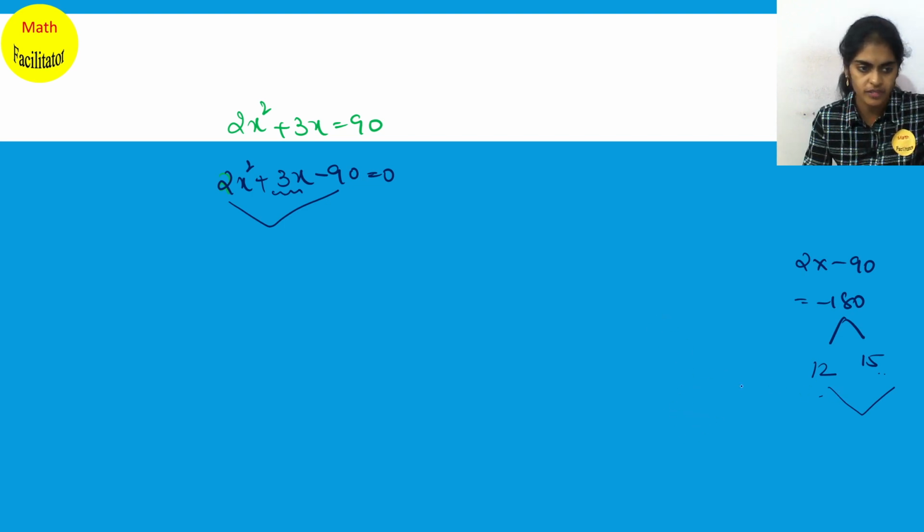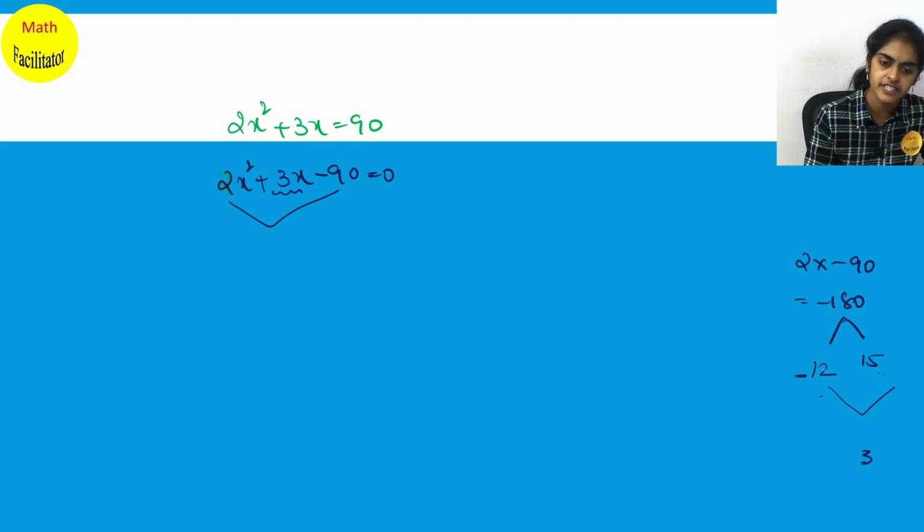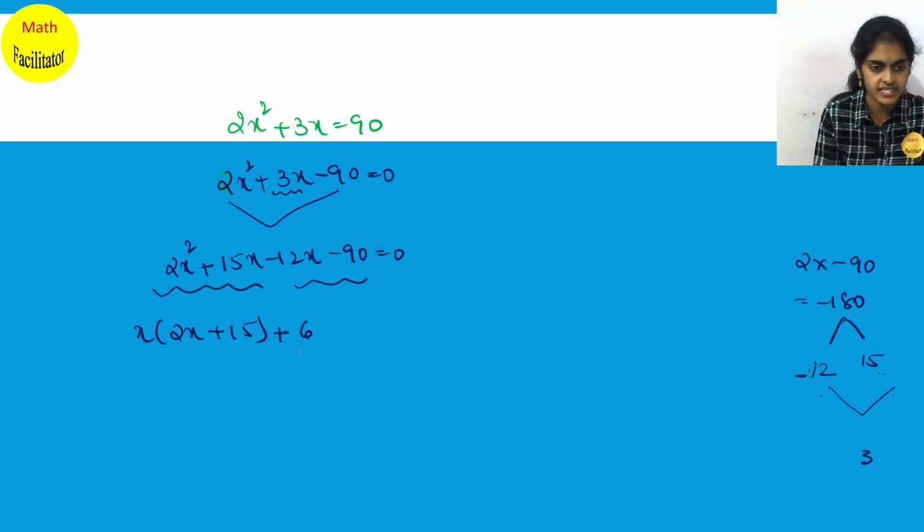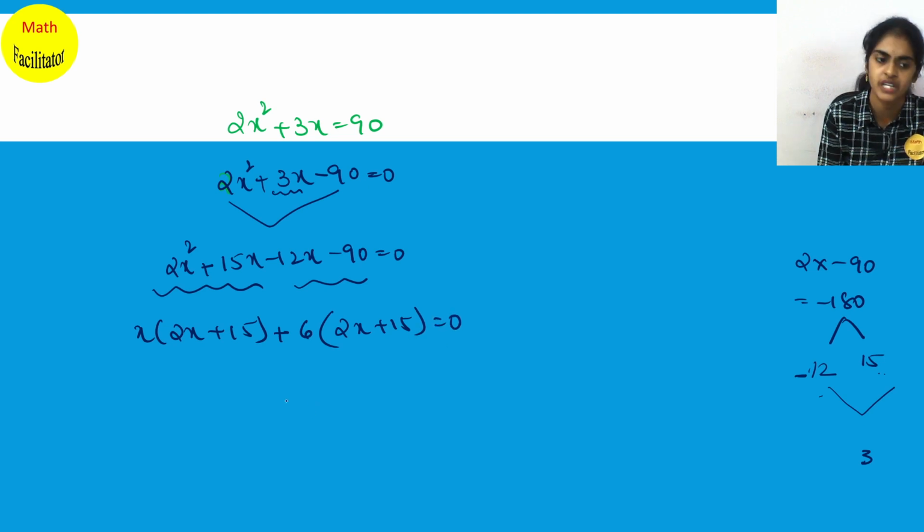So I'm just taking this combination and I want a positive middle term, so I'll assign a negative sign to the smaller number. So 15 minus 12 is plus 3 and 15 into minus 12 is minus 180. So this is 2x square plus 15x minus 12x minus 90 is 0. Now from these two I can only take x common, so I'll have 2x plus 15, and from these two I can take minus 6 common, isn't it? Yes, I can take 6 common, so you'll have 2x plus 15 again, that is equal to 0. So again 2x plus 15 and you can take x plus 6 equal to 0.